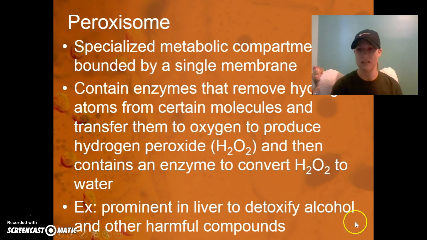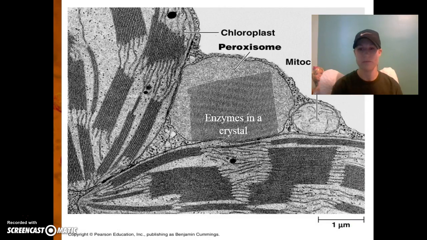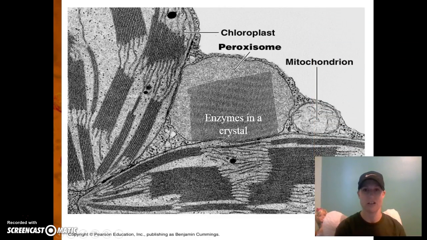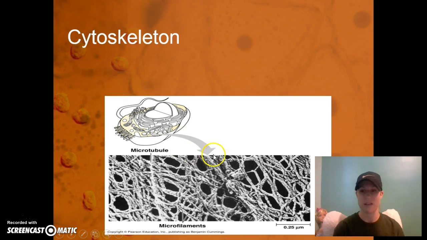So an image of this, check it out right here. Here's our chloroplast that we spoke about. There's a mitochondria that we spoke about, and here is the peroxisome. Again, it helps to detoxify, get rid of those harmful compounds, and convert them into water so it doesn't hurt the rest of the cell. So that's all I want to say about that.